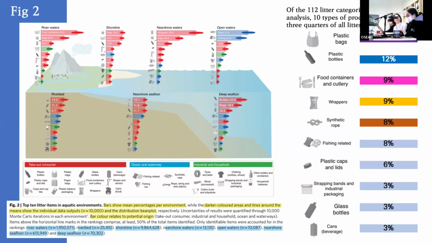The database assembled here provides a cross-ecosystem view of the nature and origin of ocean litter. Of the 112 litter categories used in this analysis, 10 types of products accounted for three-quarters of all litter items found globally. The top 10 products in descending order were plastic bags, plastic bottles, food container and cutlery, wrappers, synthetic ropes, fishing-related items, plastic caps and lids, industrial packaging, glass bottles, and beverage cans.